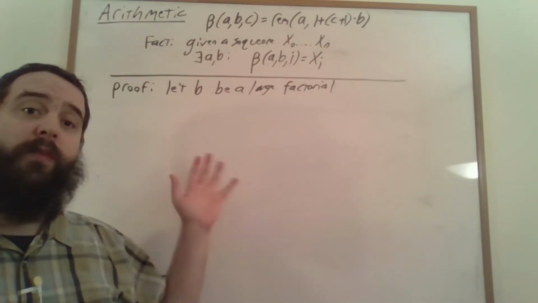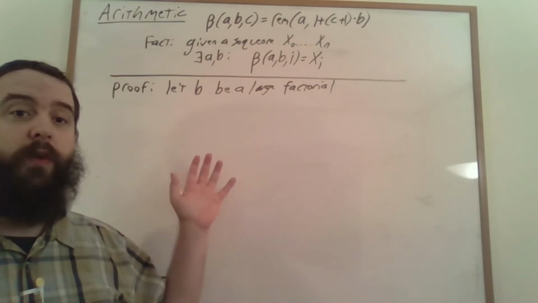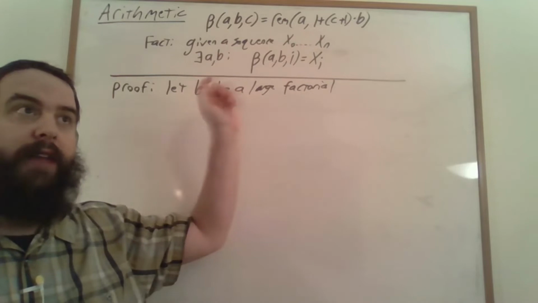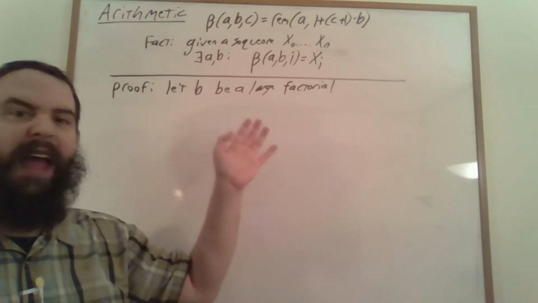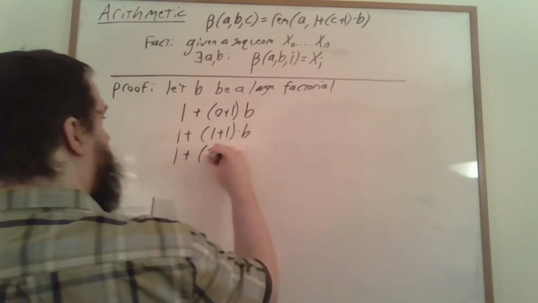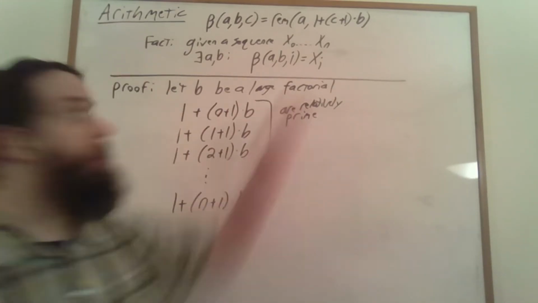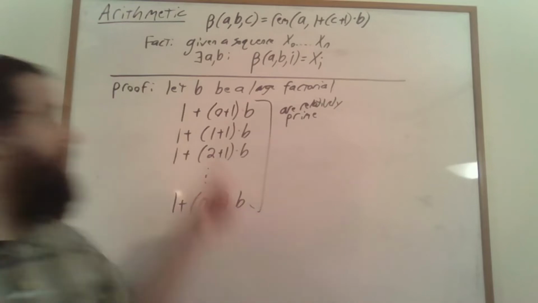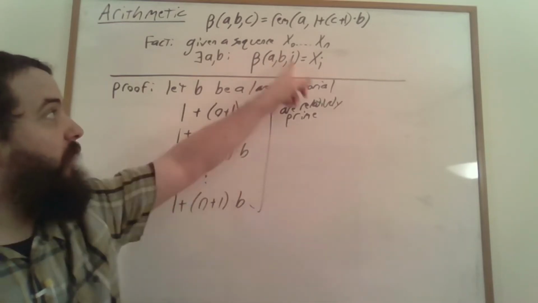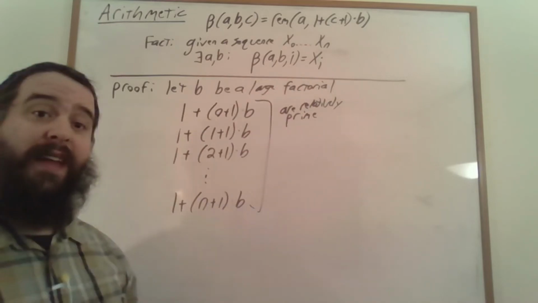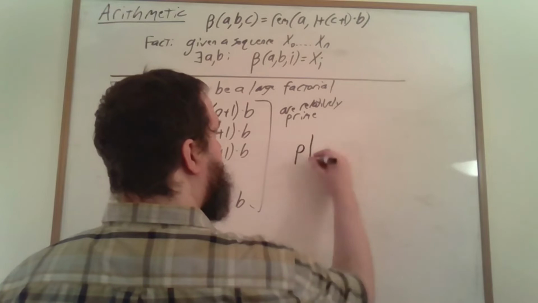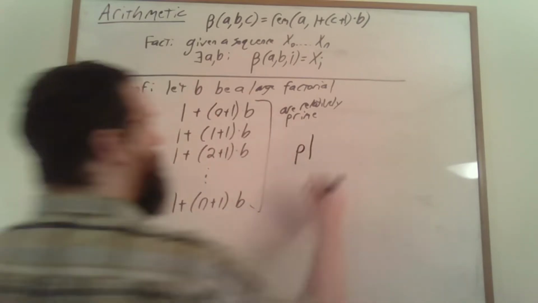We start our proof by letting b be a large factorial. Essentially just take all of the numbers that show up in the problem, take their maximum, and take the factorial of that, and that should work. Then I claim that the numbers that show up here are going to wind up being relatively prime to each other for the various values of i. Why is that? Well, suppose that we have a common prime factor of two of these terms.